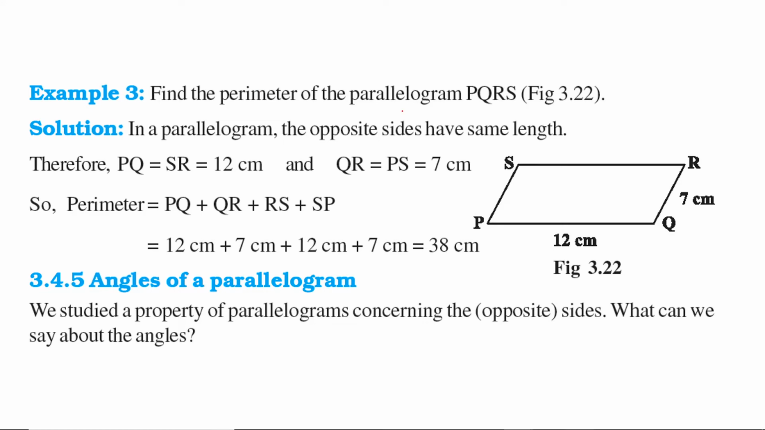We have to find the perimeter of the parallelogram PQRS. It is given, this is 7, this is 12. We know that the opposite sides of a parallelogram are equal. So this is also 7, this is also 12. So 7 plus 12 plus 7 plus 12 is 38 centimeters. Now, angles of a parallelogram.